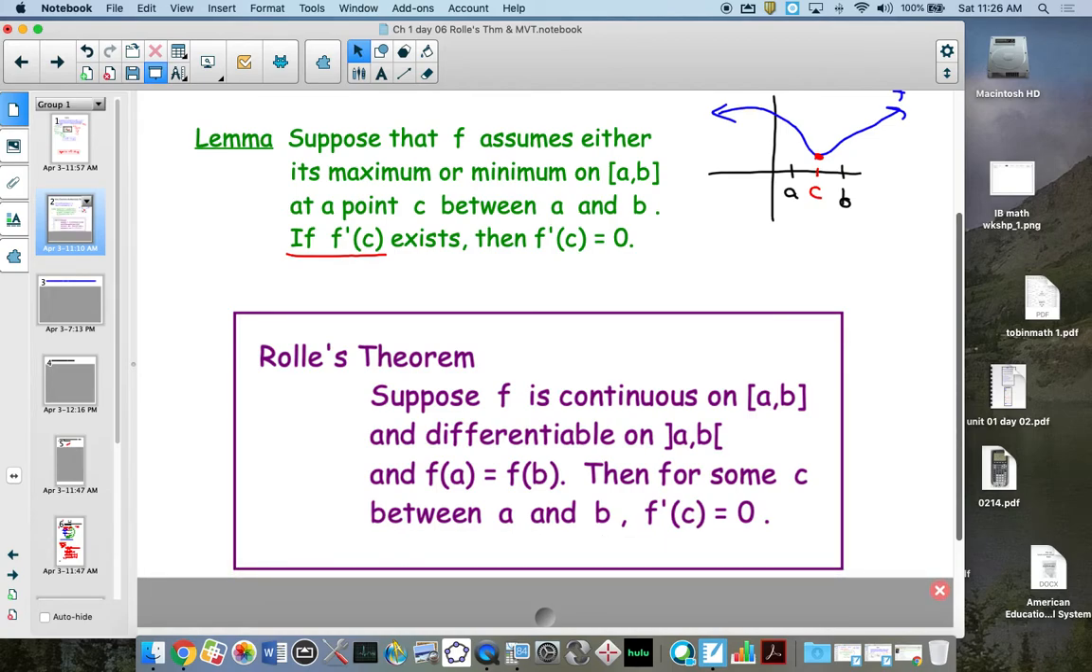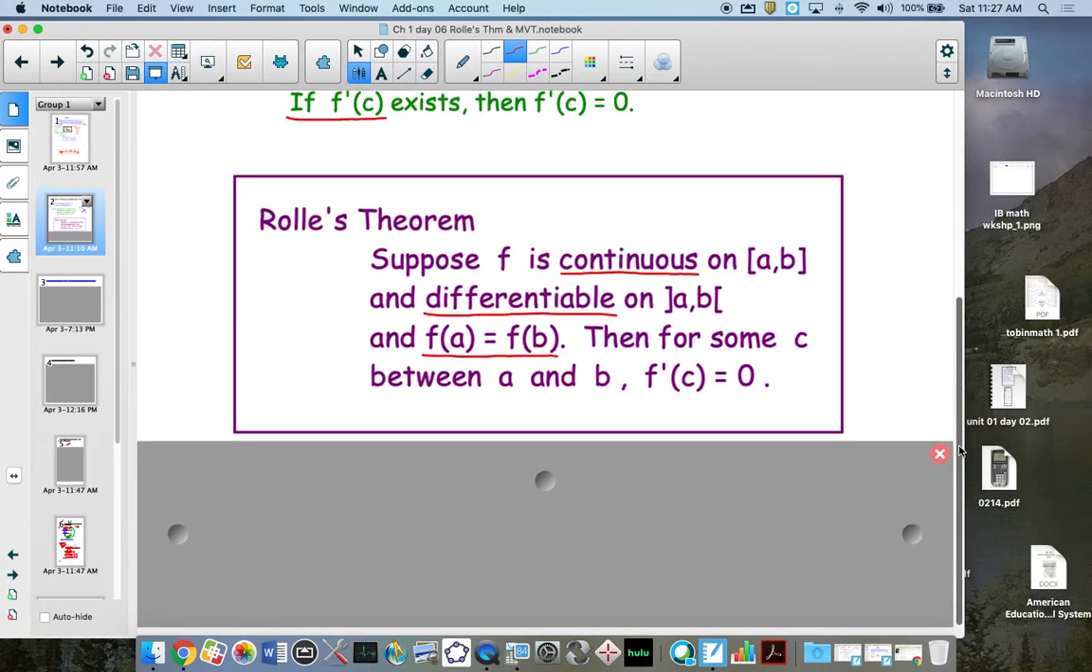This says, suppose f is continuous on a closed interval AB, kind of like the previous one, and that it's differentiable everywhere on the open interval AB, so we don't really care about the endpoints. And then here's the other important fact, f of A equals f of B. So our function has to be continuous on the closed interval, differentiable on the open interval, and f of A has to equal f of B. All those things have to be true in order to satisfy the hypothesis of Rolle's theorem. And if those are all true, then for some c between A and B, f prime of c has to equal 0.